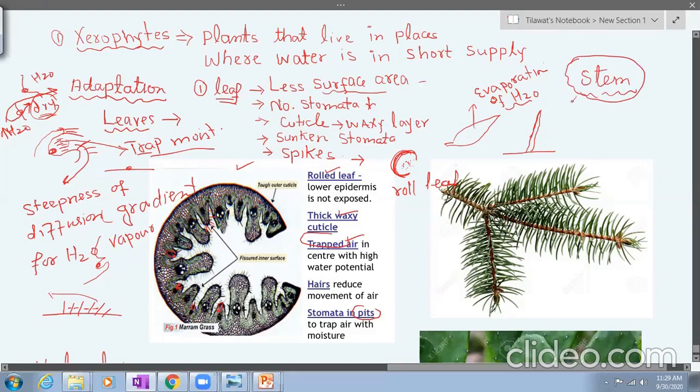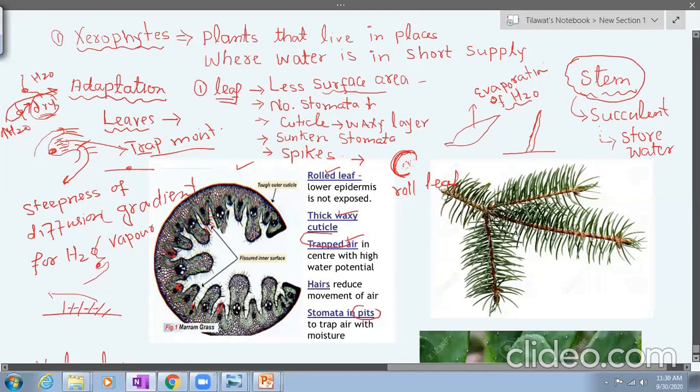For the stem of these plants, we use a special word. Most of these plants have a succulent stem. What is meant by succulent stem? A succulent stem is a soft stem that stores food, stores water, and is photosynthetic. This is a fleshy, soft stem.